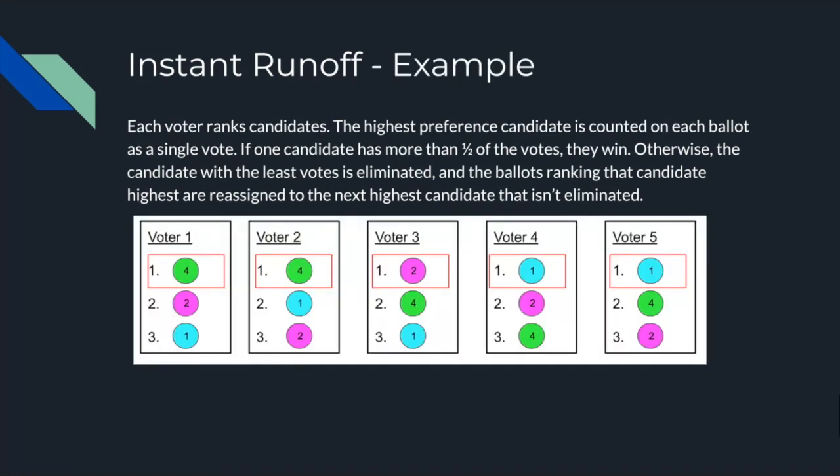In this example, we look at the number 1 ranks of each ballot. There is no candidate that wins more than 50% of the total votes, so we see which candidate gets the least votes. In this case, it is candidate number 2. So we disqualify 2 and then recount the votes using the most preferred candidate. We then see that number 4 has more than 50% of the total votes, so 4 wins this election.